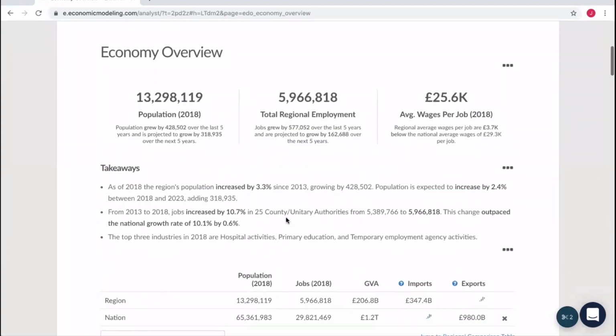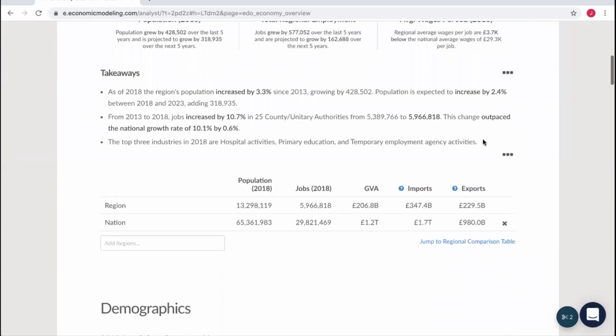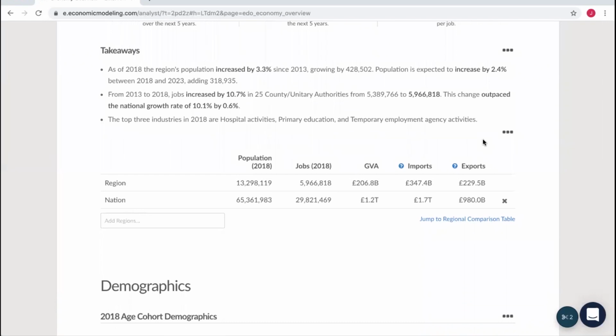So just to pick out some of the interesting information from this. The economy overview we're looking at, so that quite broad area, has a population of over 13 million people. And that grew over the last 5 years and is expected to grow again over the next 5 years. Total regional employment, so jobs, grew again over the last 5 years, and there's going to be further growth over the next 5 years, but that's not quite as sharp, and we'll look at that a little bit further down. Average wages at 25k are below the national average of 29k. So just to point out on this takeaways section, the top 3 industries.